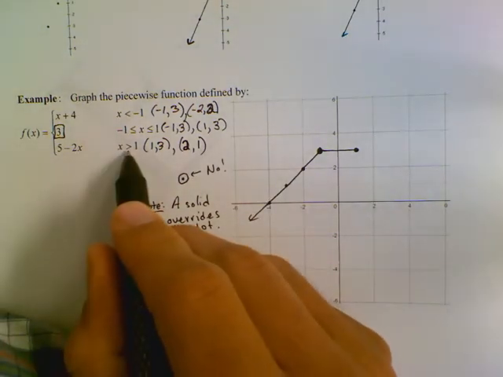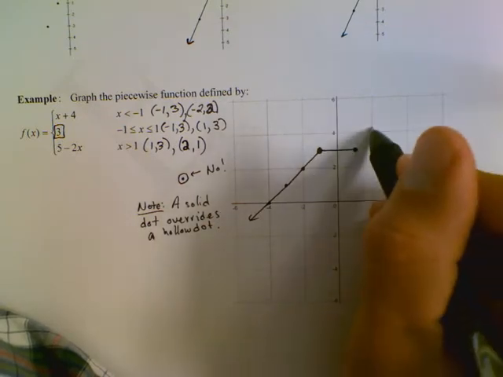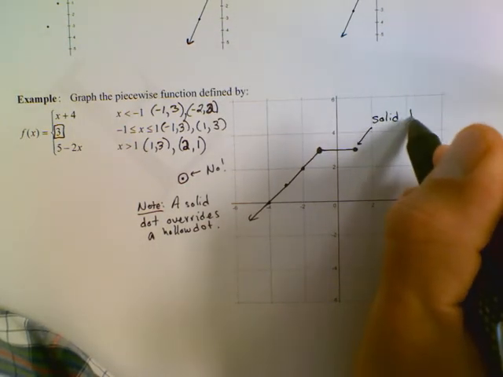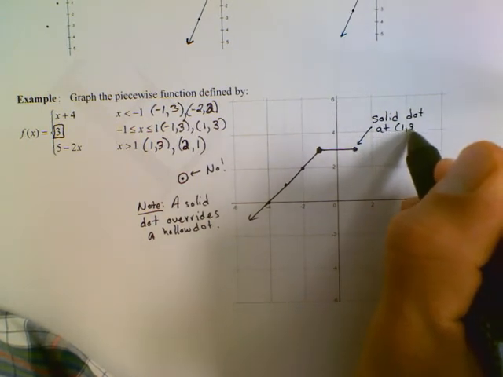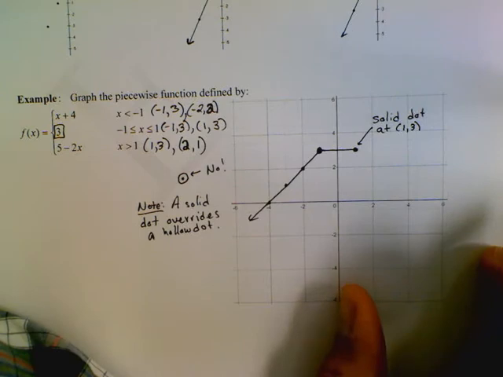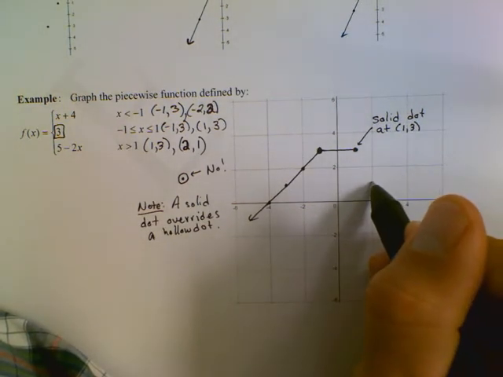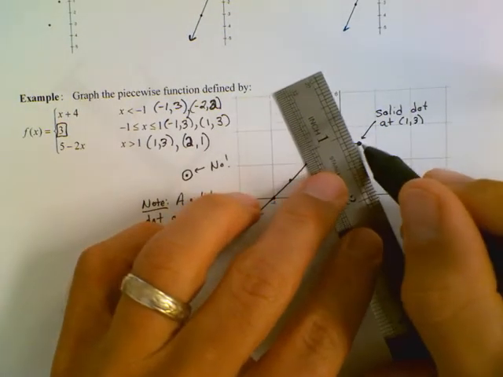The first point it says should be open, 1, 3. But we already have a solid dot at 1, 3, so we don't open it up all of a sudden. Okay, we keep it closed. And then we're going to go over to 2, 1. And then we will connect those two dots with a nice straight line.